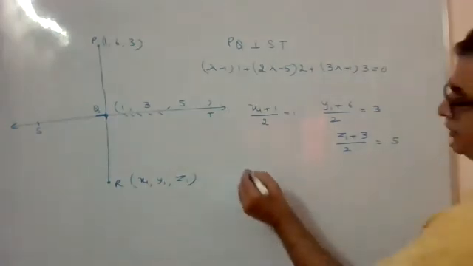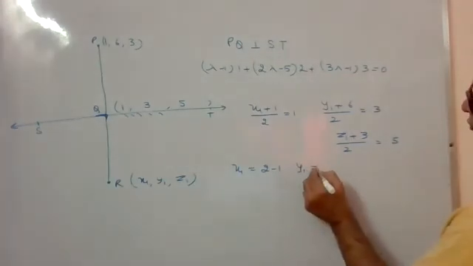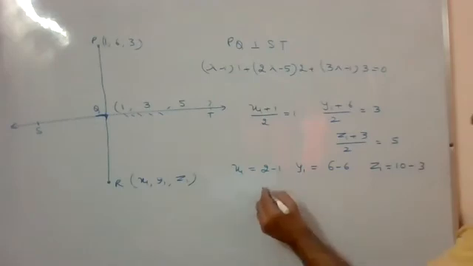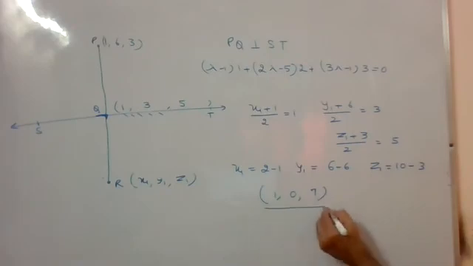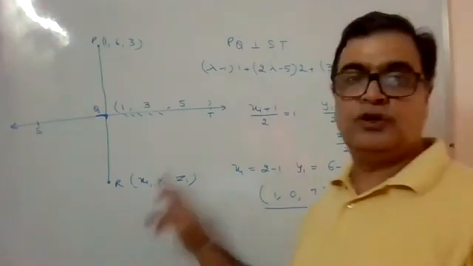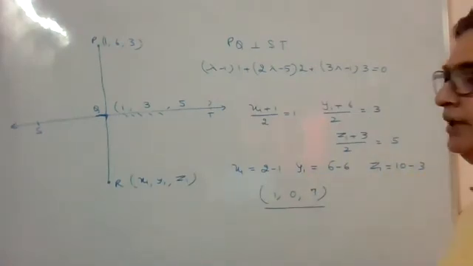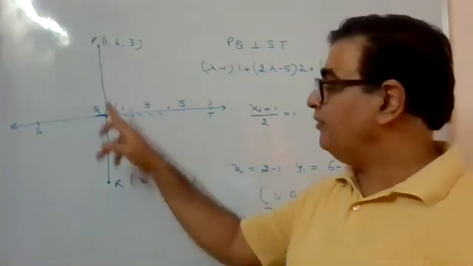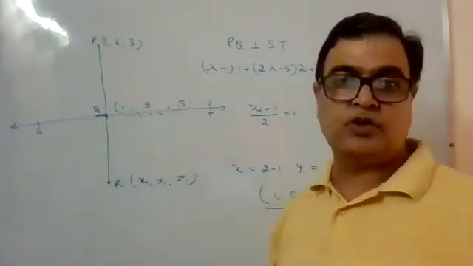Now when you solve it, x1 will be 2 minus 1, y1 will be 6 minus 6, and z1 comes out to be 10 minus 3. So the coordinates are 1, 0 and 7. So this is the image of (1, 6, 3). You can find the image, no problem. So this question is complete, it is a question that came in the boards. You first have to find the foot of perpendicular and afterwards apply the midpoint formula on it, then you will get this form.